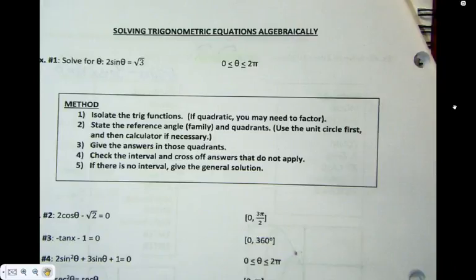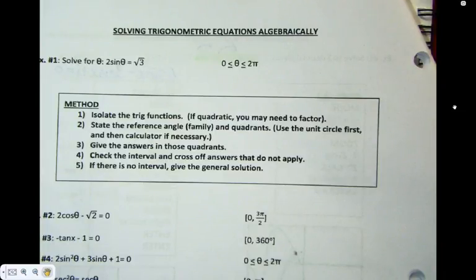So if it's quadratic, which if you looked on some of the examples, they look scary because they're squares, we'll get there. Number 2 is you state the reference angle. That's the same as the family, and then the quadrants. Use the unit circle first. If you can't, that's a calculator question, and I'll show you what that looks like in a second. Then we give the answers in those quadrants. Then we check the interval and cross off any answers that don't apply. I'll talk about that in a second. And then if there's no interval, we give the general solution. Highlight or circle or underline the general solution.